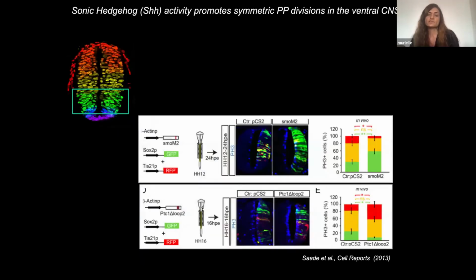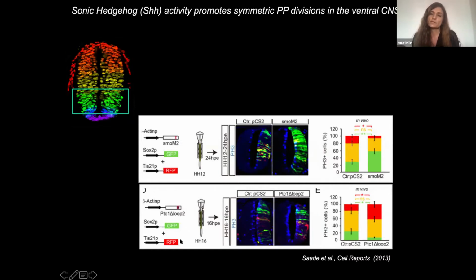So we used this reporter to study the impact of Sonic Hedgehog signaling on the formation of the motor neuron progenitor domain in the ventral part of the neural tube. And what we found is that when we activate Hedgehog signaling by electroporation of an active form of the receptor Smoothened, we are able to increase symmetric proliferative division.